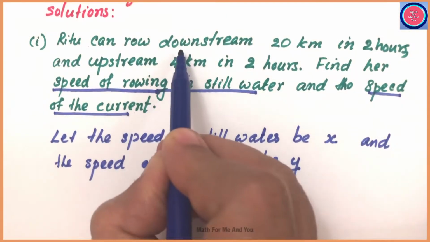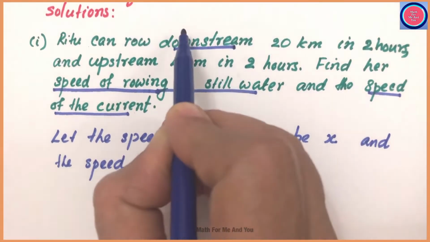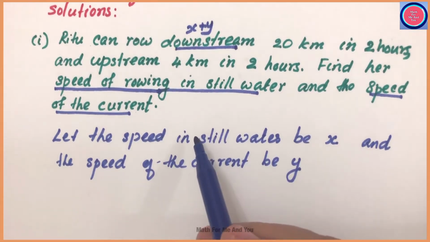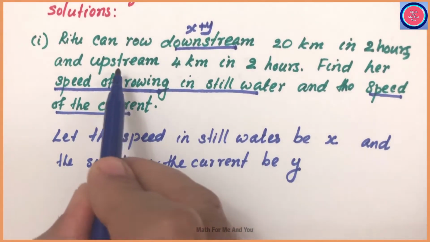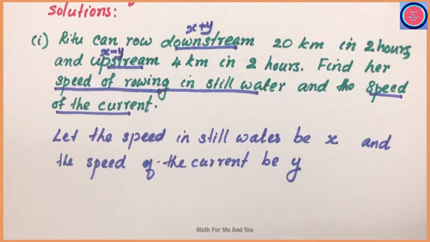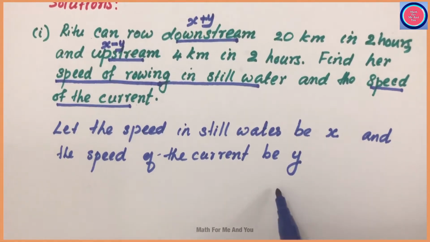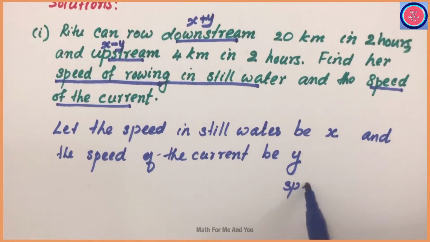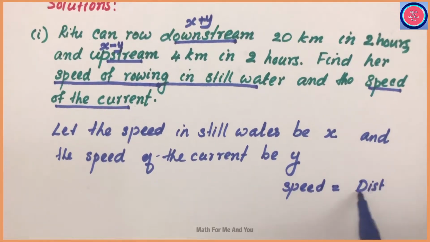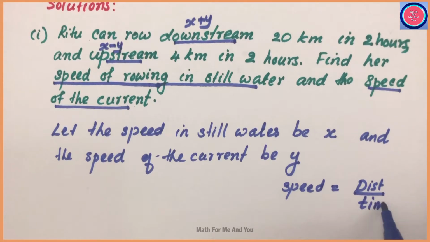Now look at this question. Here it is discussing downstream. So what is its speed? x plus y. And you can see also the word upstream. Upstream means x minus y. And we have studied the relation connecting speed, distance and time. What is that? Speed is equal to distance upon time.